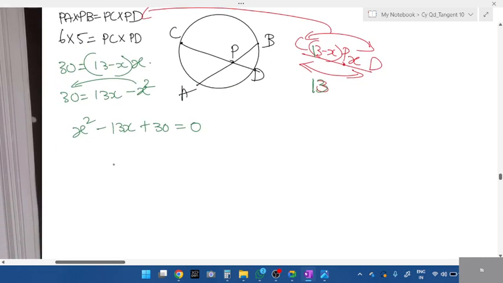Now, how do you solve this using factorization? You have to multiply the first and last terms. Sum and product rule. What are the factors of 30, students? 1 into 30. Which combination gives 13? 2 and 15. Minus 15 plus 2. Does it give 13?